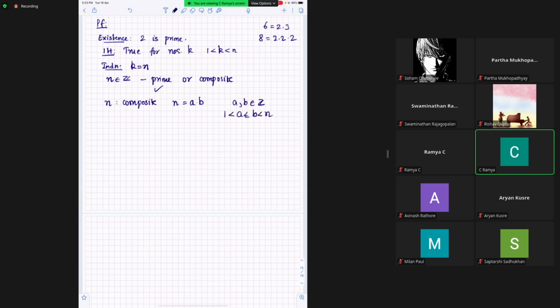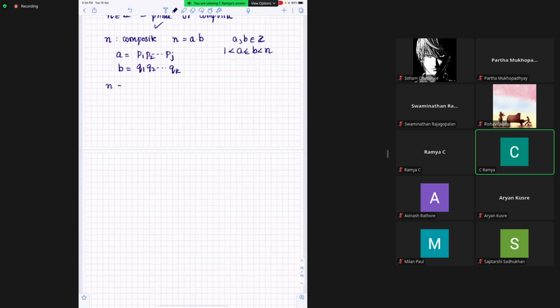Is this clear to everybody? I mean, it is nothing fancy. I'm not doing anything. Cool. Okay, so now a and b are numbers that are strictly less than n. So I can apply the inductive hypothesis, and I know that a has a prime factorization. Let's say p1 through pj.